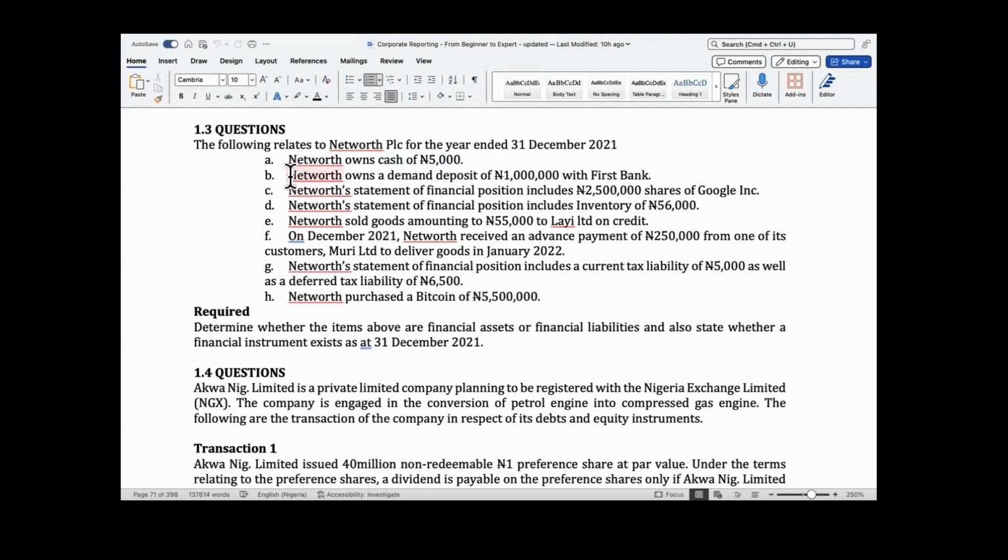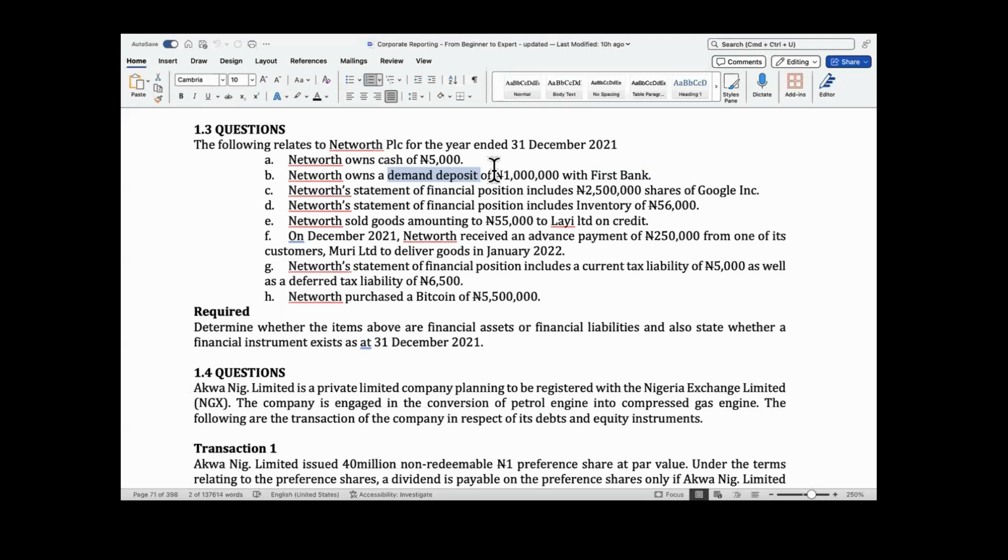The second one says that Networth owns a demand deposit of 1 million with First Bank. And you know what a demand deposit is? It is when you keep 1 million with a bank and you say, keep it for me for 1 month, keep it for me for 2 months, I don't want to touch it. That is a demand deposit. It's like a fixed deposit. So Networth owns that with First Bank.